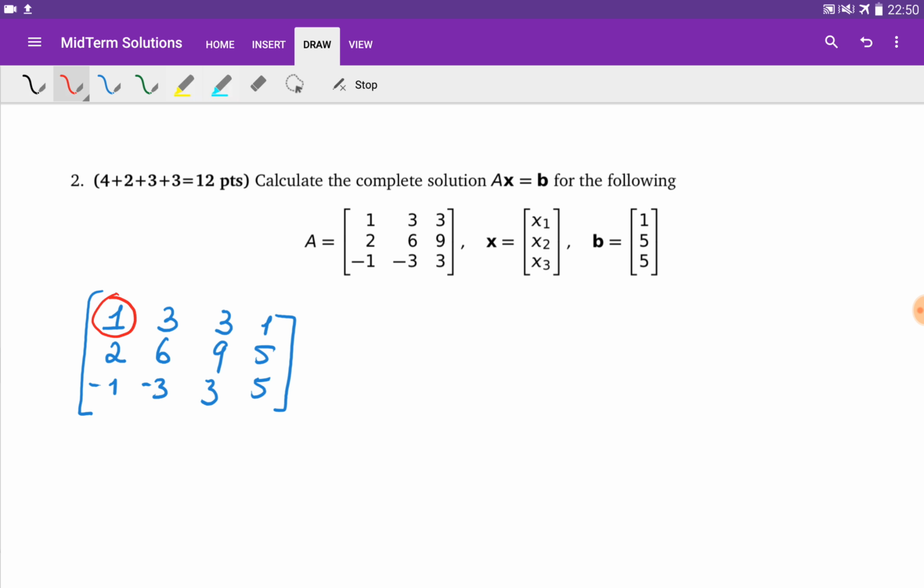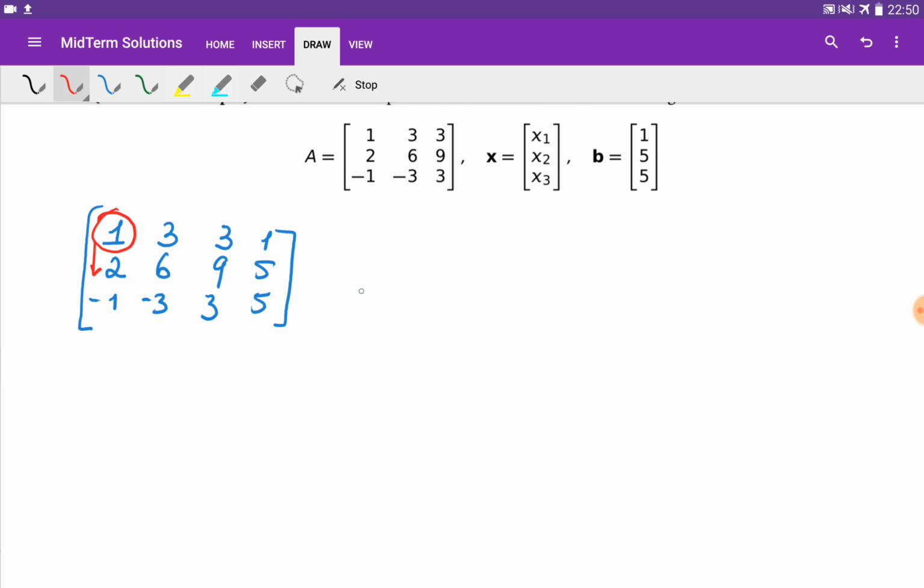We choose the first non-zero element on the first row, and we're going to eliminate all the elements below this. So we can do this by multiplying the first row by minus 2 and adding this to the second. So what we're going to obtain is 1, 3, 3, 1. So here it's going to be 0, 0, 3, and 3.